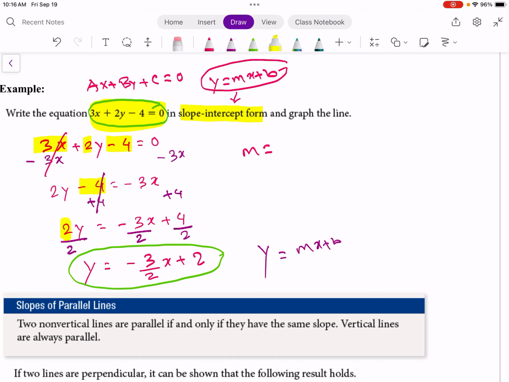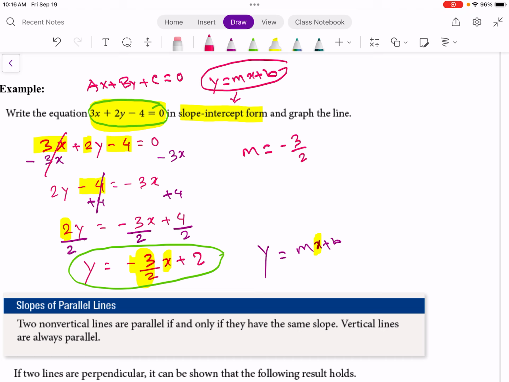Now here, m is the coefficient of x, right? So what do we have as a coefficient of x? Negative 3 over 2. And this negative 3 over 2 is the slope of a line. So if you have the equation of a line in slope intercept form, then whatever number you have in front of x, it's always the slope. So negative 3 over 2 is the slope.